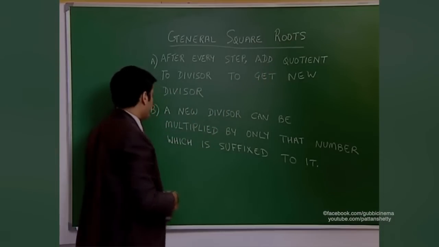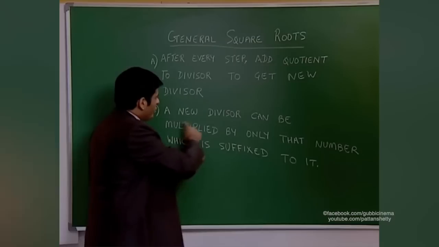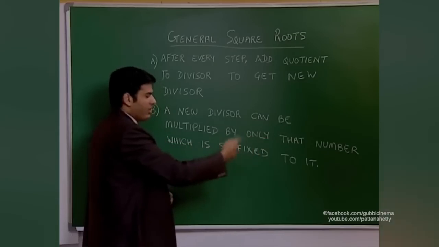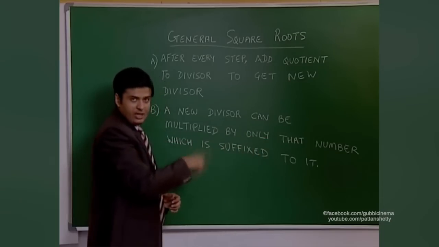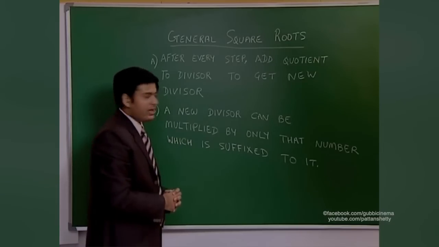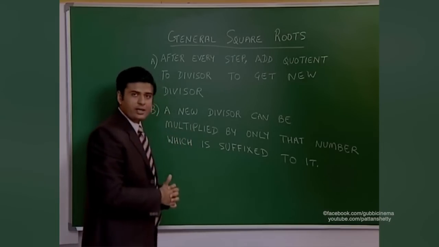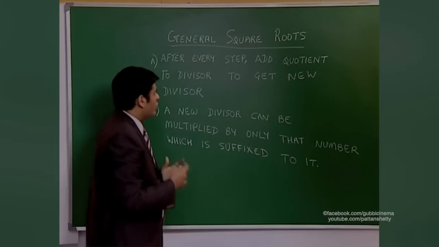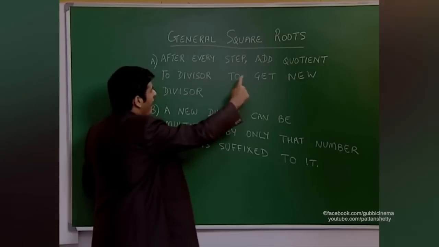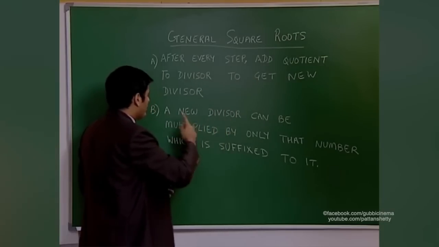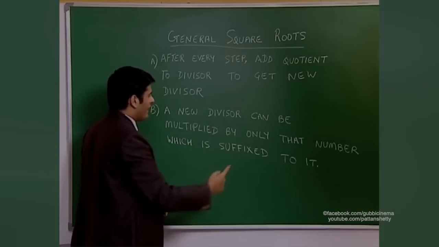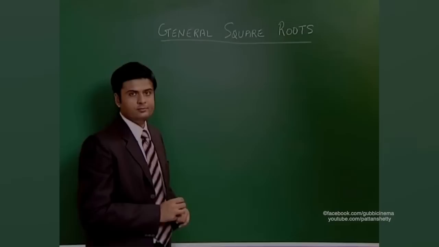And the second rule says, rule B says, a new divisor can be multiplied by only that number which is suffixed to it. So we will be suffixing a number to every divisor and we will multiply the divisor by that number itself. When you read it for the first time, it sounds complicated, but it is not. When we will see examples, you will see how easy it is. So remember the two rules. After every step, add the quotient to the divisor to get the new divisor. And second, a new divisor can be multiplied by only that number which is suffixed to it.